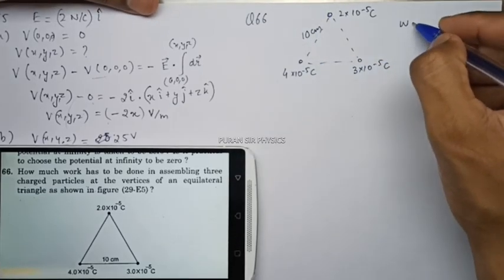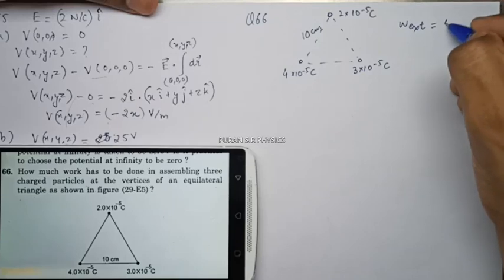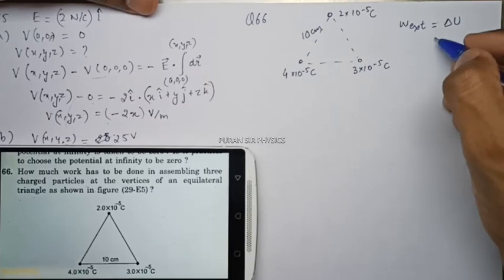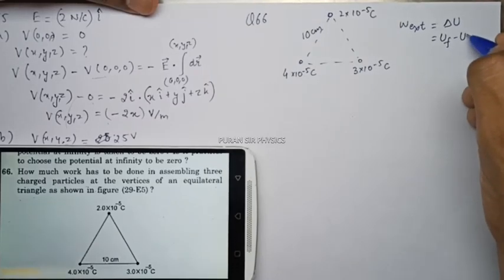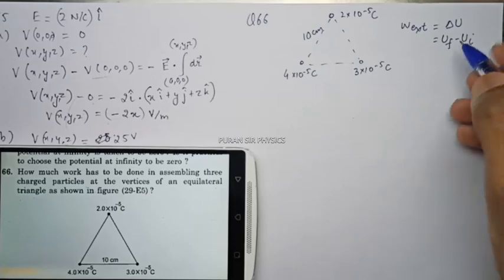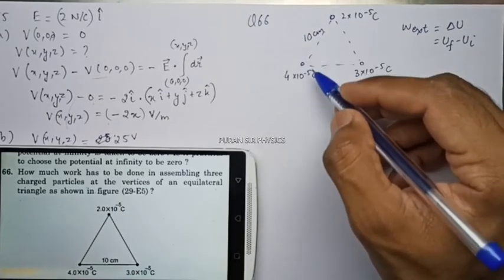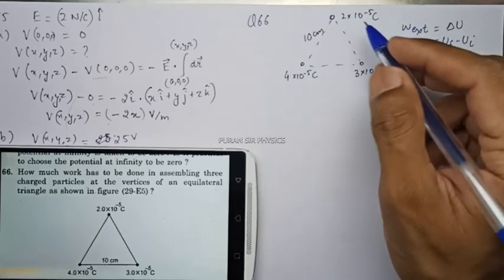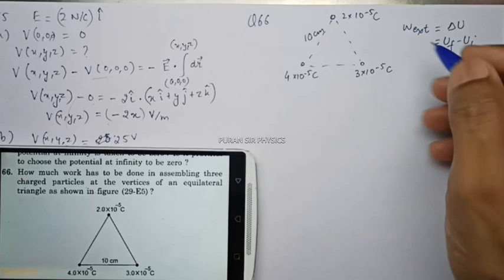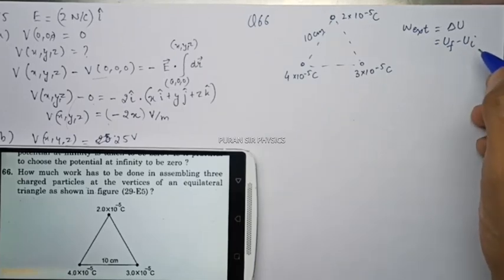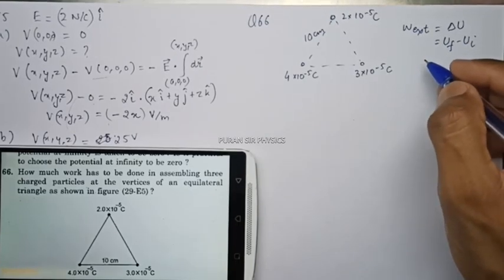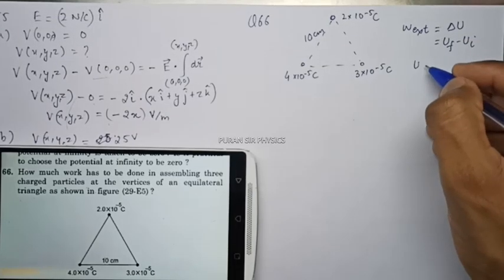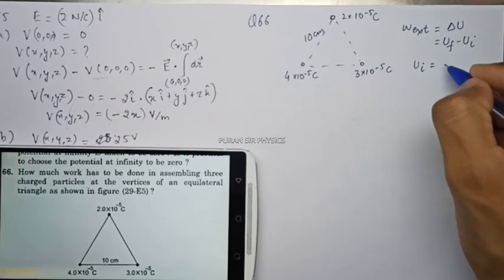So the work done by the external agent is equal to the change in electric potential energy of the system. So it will be U final minus U initial. And suppose these charges were at infinity, and from infinity some external agent brings these charges to this particular configuration. So the initial potential energy will be 0, because we consider that when the charges are at infinity they do not interact with each other.